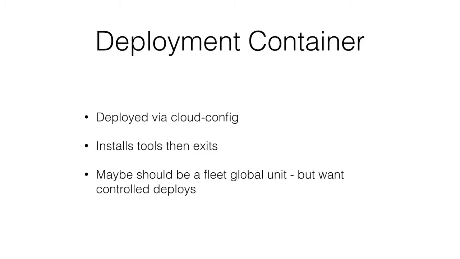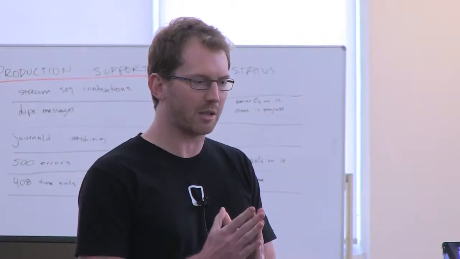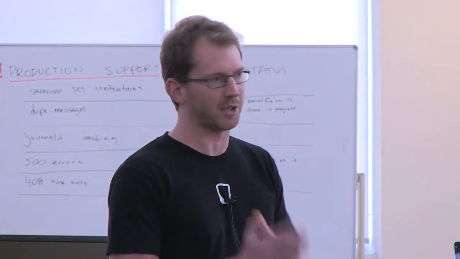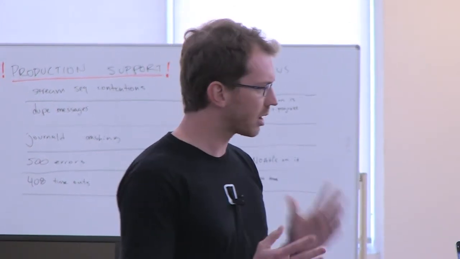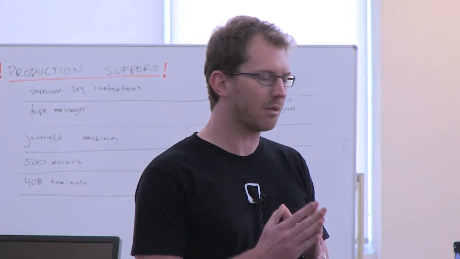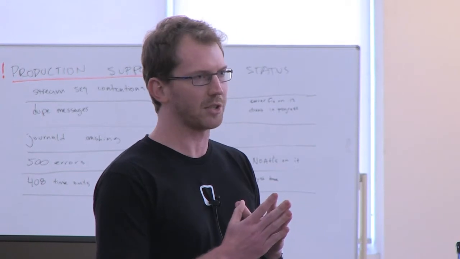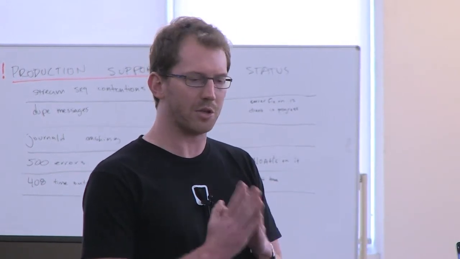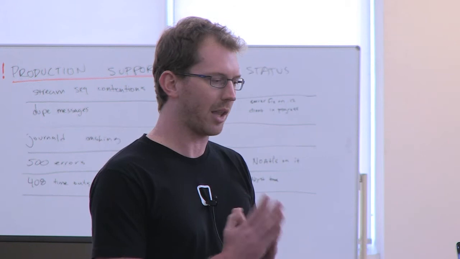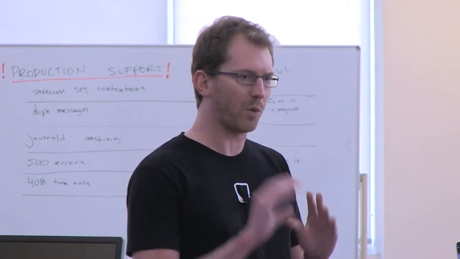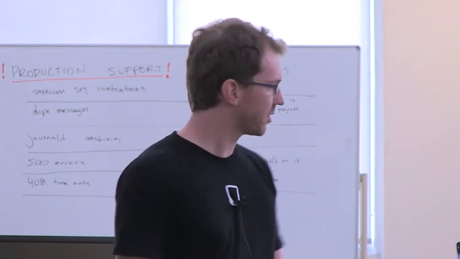So one of the things we do with every CoreOS host we deploy is our cloud config specifies a deployment container. The deployment container is a one-shot service. Its purpose is to drop some missing tools onto the host and then exit. There are a couple of different ways you could achieve this, but this seemed to be the pattern that worked best for us. The obvious option is using a fleet global unit. The problem with that is, at least in the current state of things, you don't have rolling deploys. We wanted to have per host control over this.